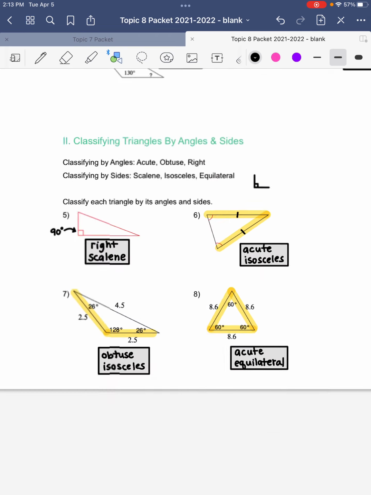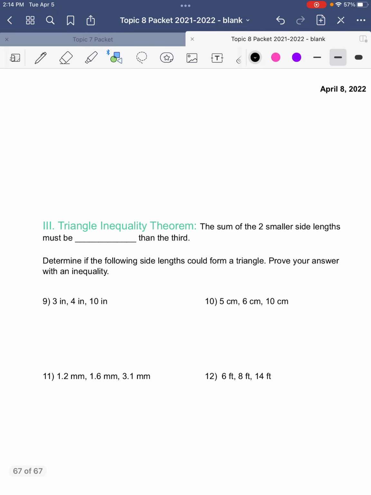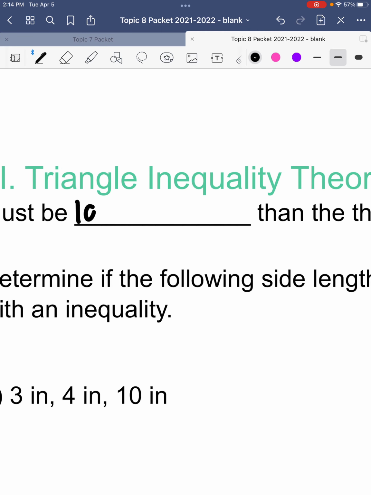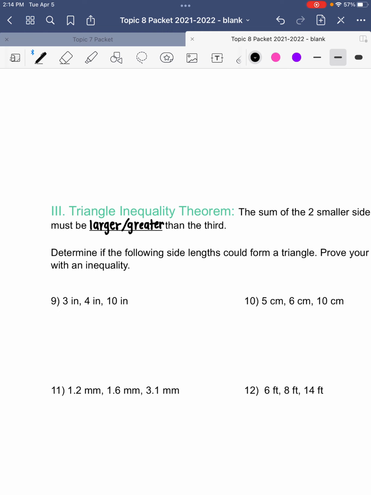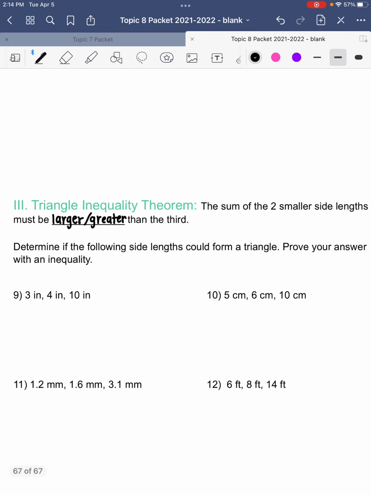Okay? Let's move on to our third section, the triangle inequality theorem. The triangle inequality theorem says that the sum of the two smaller side lengths must be greater than the third side length, which is the biggest side length, right? So we're going to determine if the following side lengths could form a triangle, and we'll prove our answer with an inequality. So for number 9, 3 inches, 4 inches, and 10 inches.